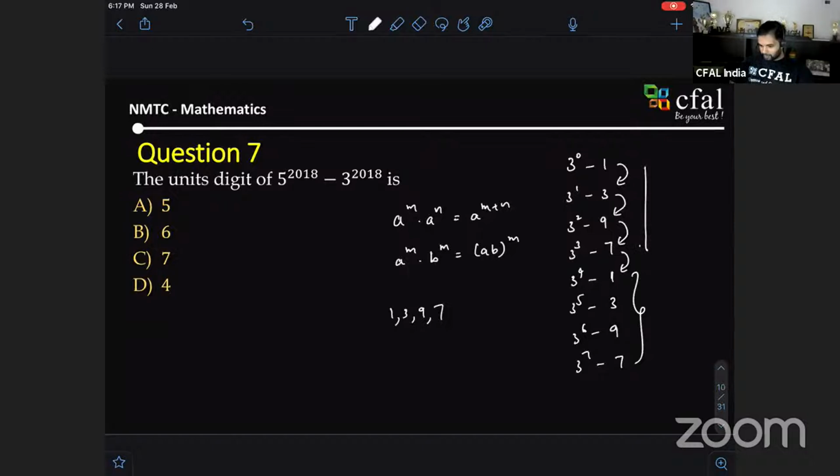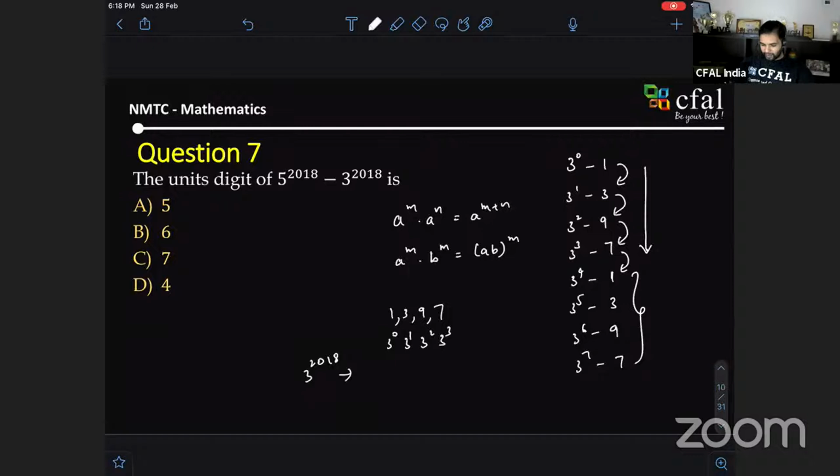Yes, sir. So you found out the pattern. Then how are you going to solve it, sir? Okay, so you know the pattern, right? For 3 power 0, it is 1. For 3 power 1, it is this. 3 power 2, it is this. 3 power 3, correct. Can you guess what 2018 will be? It'll come under 3 power 2, right? Yes.